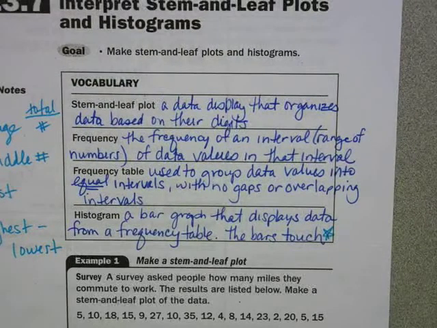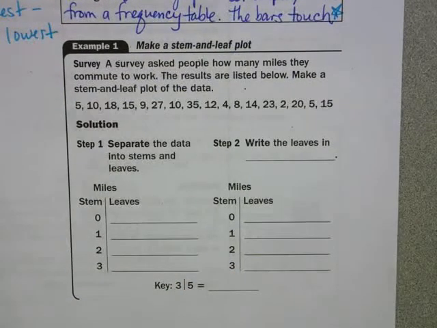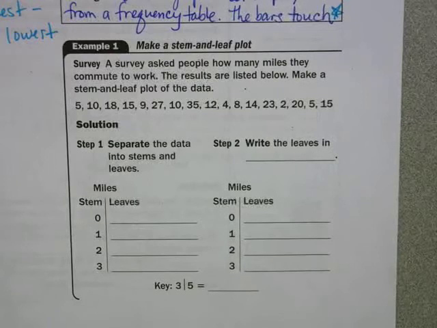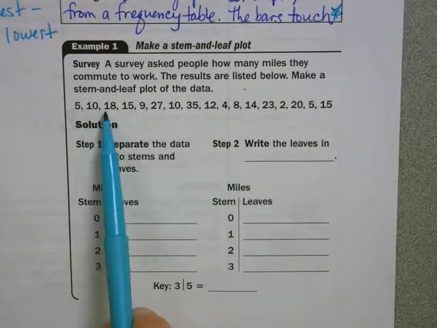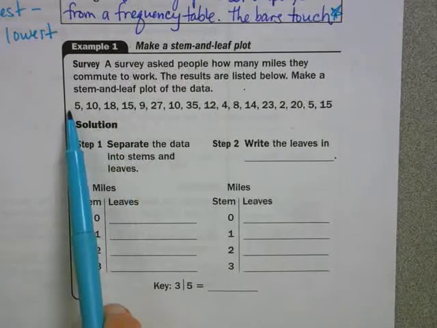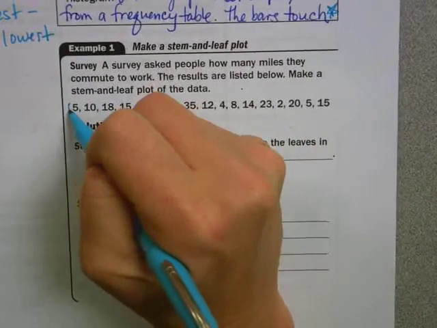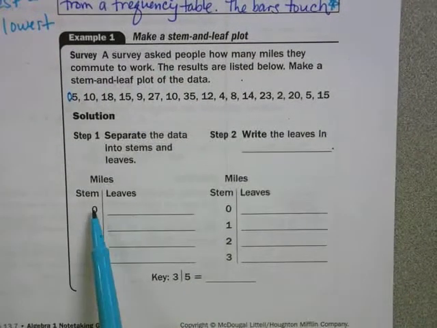In normal bar graphs, the bars don't touch, but they touch in a histogram. So we're going to first talk about a stem and leaf plot. It says a survey asked people how many miles they commute to work. The results are listed below. Make a stem and leaf plot of the data. And here's all the different data values. So the first thing we're going to do is make a stem, and that's going to be the tens digit in all of these numbers. If there isn't a tens digit, well, it would be as if there is a 0 there. So my smallest stem is going to be 0.